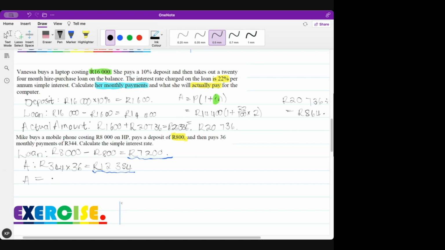I'm a fan of writing formulas, so I have to write the formula. Here's the 12,384. Remember we're calculating the simple interest here. They told us that A is 12,384, and we know that P, the principal amount, is 7,200. So we need to substitute it all in there.